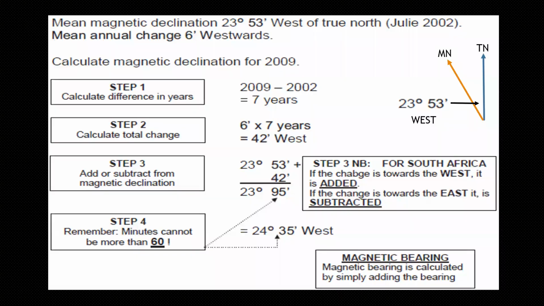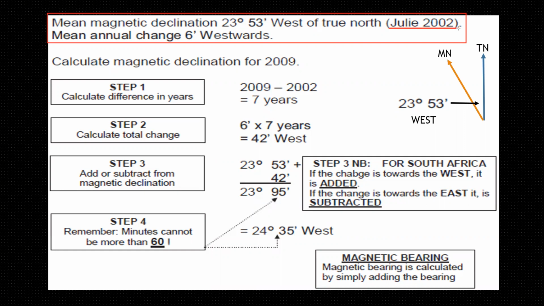So when you are in a test or exam, your teacher might give you a question. They might give you a map. On the map, you're going to have to look at the bottom of the map, and here you will be able to find the information on your magnetic declination. They generally give you a write-up, and it says that the magnetic declination is 23 degrees and 53 minutes west of true north in July 2002. The mean annual change is 6 minutes towards the west.